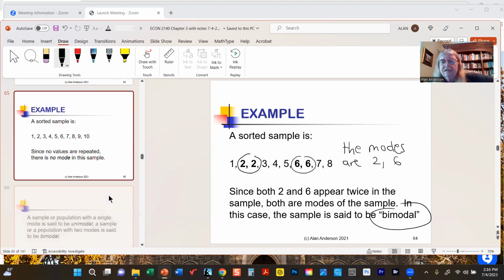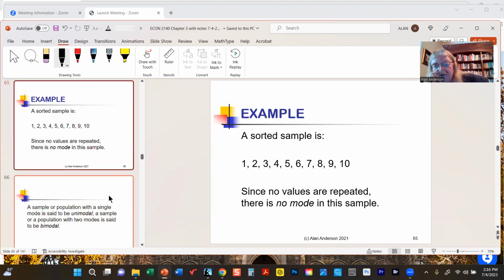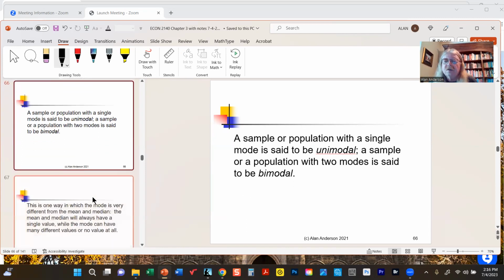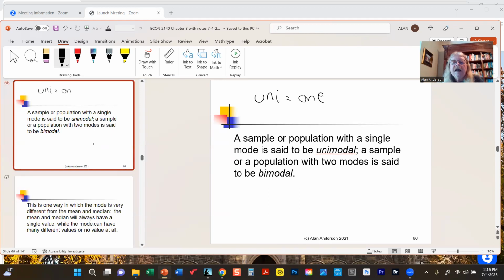On the other hand, look at this case. Not one of those values is repeated. And so we end up with no mode at all. There doesn't have to be a mode. Okay. Oh, by the way, one more piece of terminology here. If a sample or population has a single mode, we call it unimodal. Uni meaning 1. Okay. And bi, as we just mentioned, for 2, where bi, of course, equals 2.